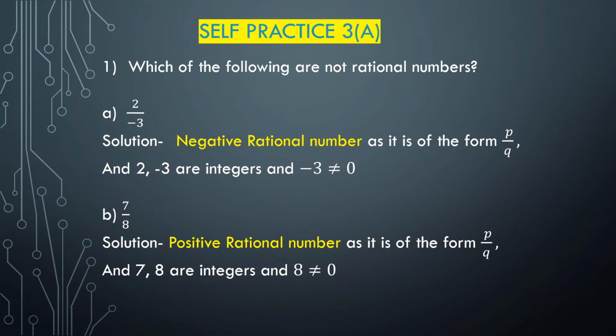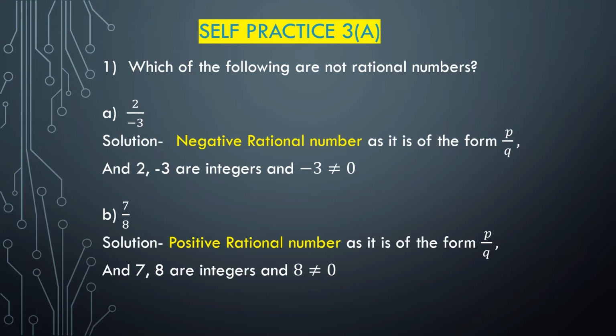Now we solve question number 1. Question number 1 is which of the following are not rational numbers? We know a rational number is of the form p divided by q where p and q are integers and q not equal to 0. First bit is 2 divided by minus 3.